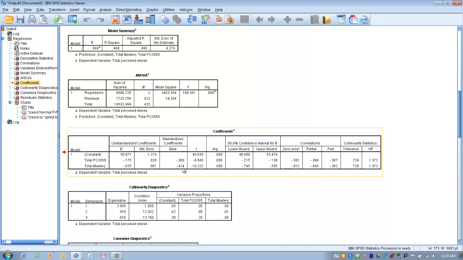So in this case, the largest beta coefficient is 0.424, and that comes from the total mastery predictor variable. So that means that this variable makes the strongest contribution to explaining the outcome when the variance explained by all the other variables in the model is controlled for. So that individual variable does the best job of explaining the outcome. The beta for our other predictor variable, PCOISS score, is slightly lower, so it made less of a contribution, but it still made a fairly large contribution.